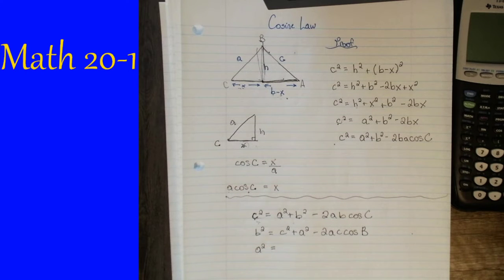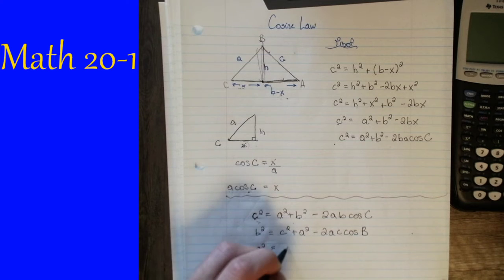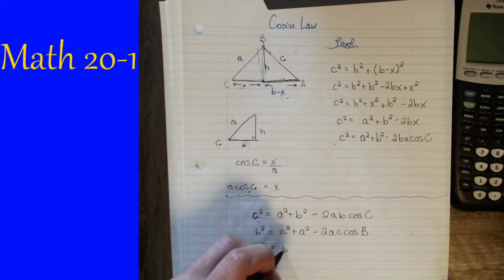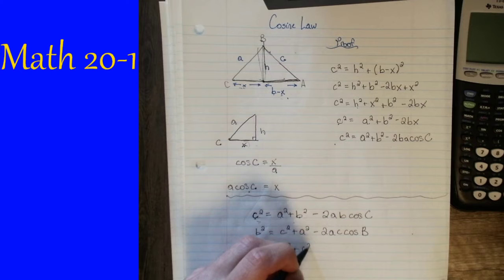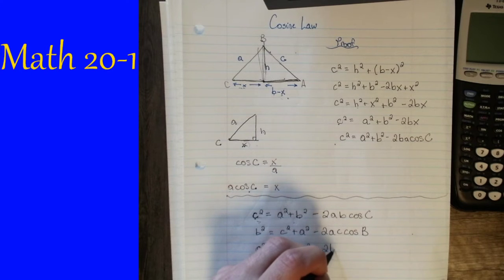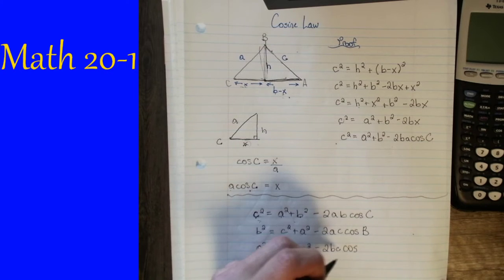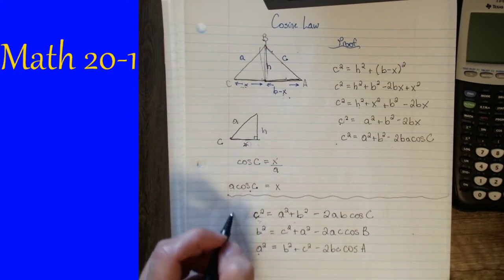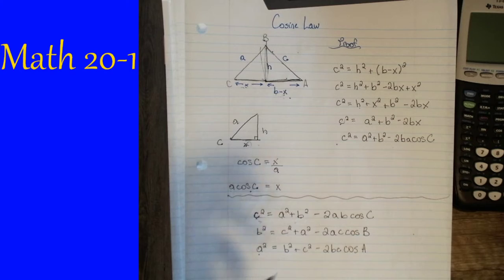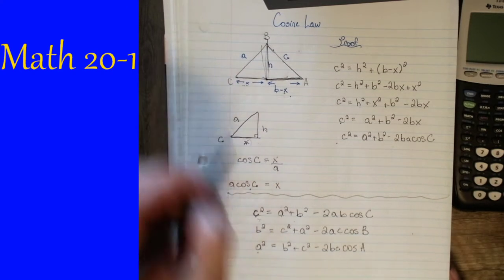I'll give you a moment to see. Maybe you're thinking about it. Let's go ahead and say that A squared is going to be B squared plus C squared minus 2BC cosine of angle A. And all 3 of these are the cosine law for this particular triangle.